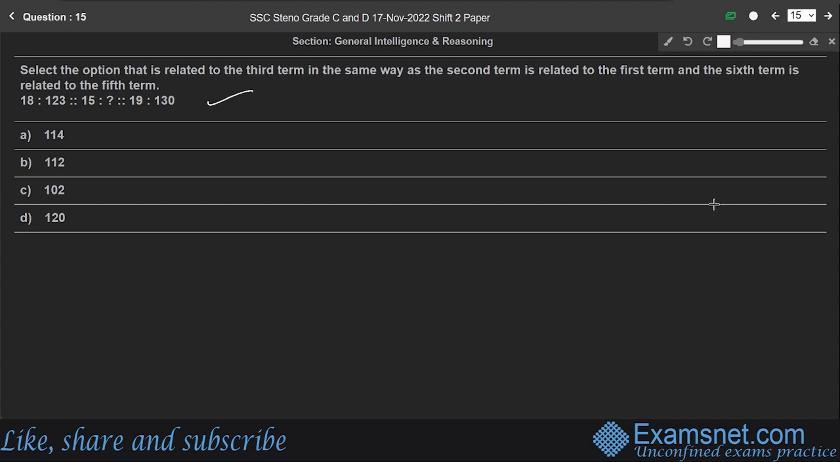Question number 15. Select the option that is related to the third term in the same way as the second term is related to the first term and the sixth term is related to the fifth term. Here the first two terms are 18 and 123. So I can take 123 as 126 minus 3, where 126 is 18 into 7. So minus 3 gives you the second term, which is 123.